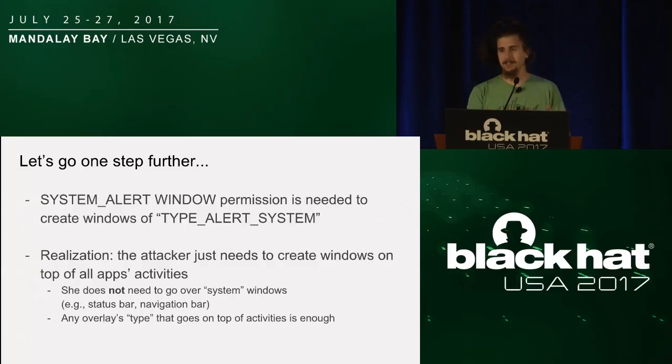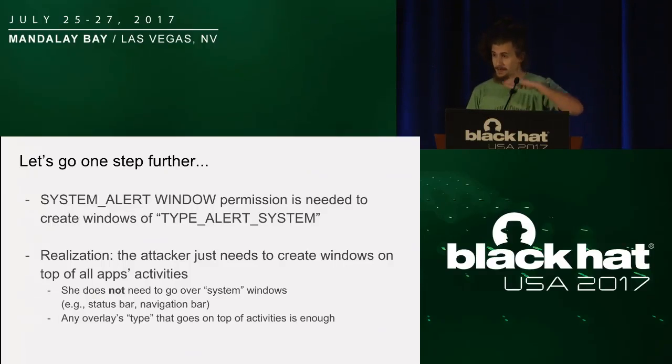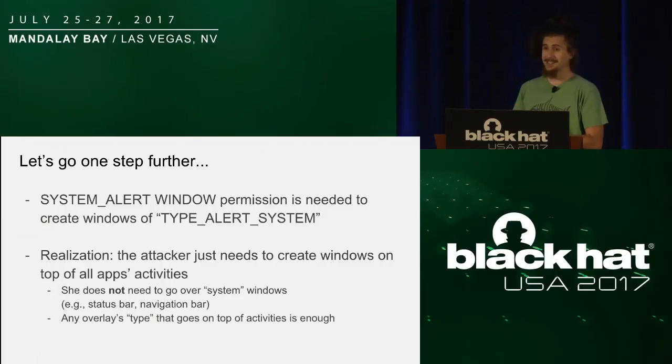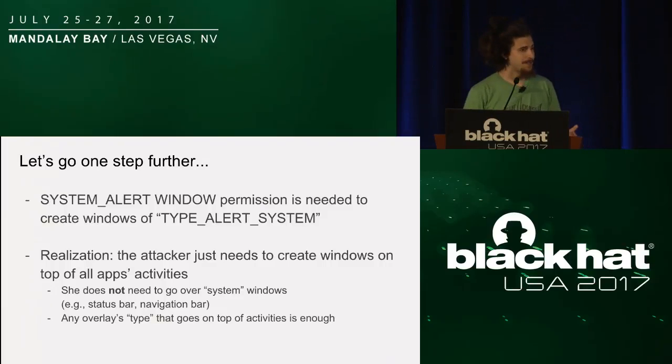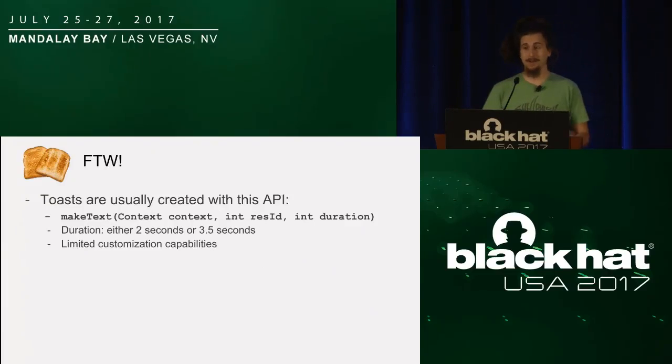Each type in Android defines in which range of Z level your overlay is going to be created. And this type, alert system, is quite powerful because you can go on top of the status bar and things like this. But for these attacks, we're not going to do ransomware or things like this. We just need to go over all activities, and that's it. And talking to one of my friends, we realized, wow, toasts are actually the way to go.